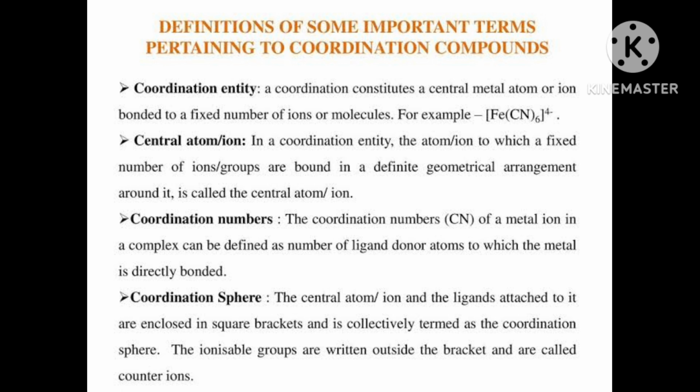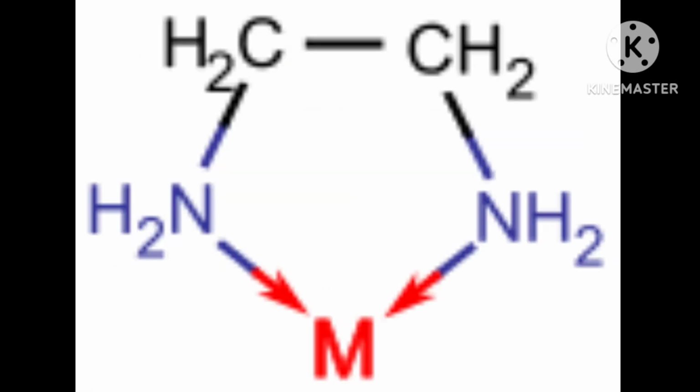Now, central atom or ion. This term I already discussed last class. Now I am briefing because this is the right place. What is the central atom or ion? In a coordination entity in a square bracket, you have seen that with the central metal atom or ion, some molecules are attached. In a coordination entity, the atom or ion to which a fixed number of ions or groups are bound in a definite geometrical arrangement around it is called the central atom or ion.